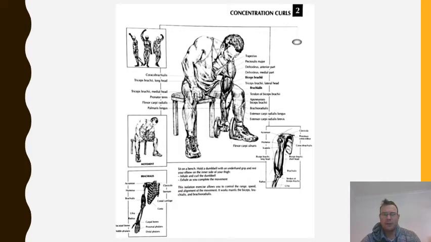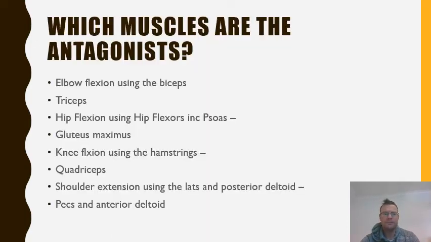Got a chap doing a concentration curl here. The colour's not come out great, but you can see just his bicep is very isolated here. So that sort of exercise, you don't really need so much of the fixator. So that's why bodybuilders like to use this exercise to really isolate a muscle. It means they don't have to waste energy on fixating muscles. It's very much about an isolated contraction.